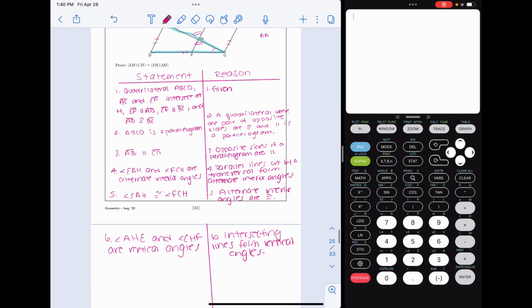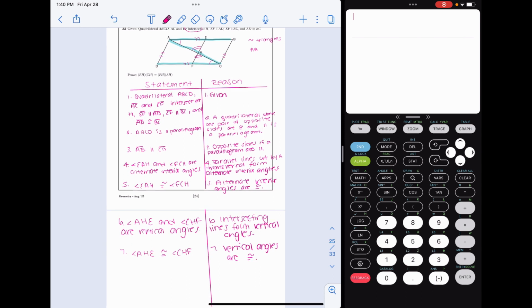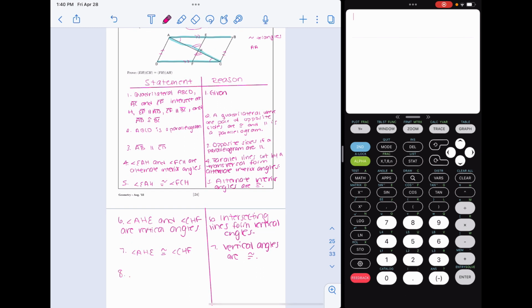All right, in the next line, let's say those angles are congruent. And that's because vertical angles are congruent. Now we have two angles marked off in each triangle. So I could say that triangle AHE is similar to triangle CHF by the angle-angle similarity theorem.